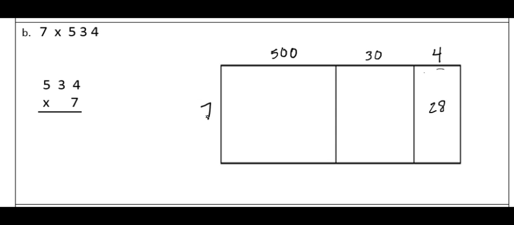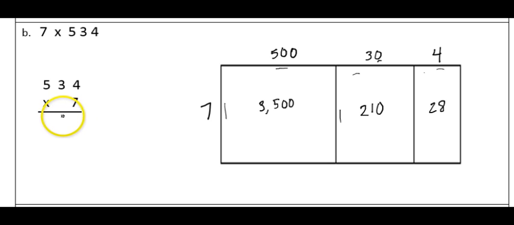The next rectangle is 30 by 7. Well, 3 times 7 is 21, times 10 would be 210. And the next rectangle is 500 by 7. 5 times 7 is 35, times 100 would be 3,500. I'll transfer these products to the vertical diagram.